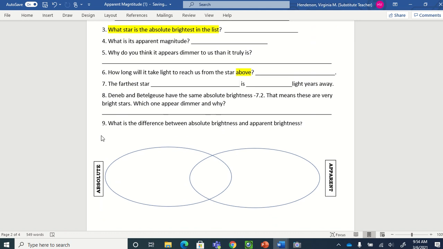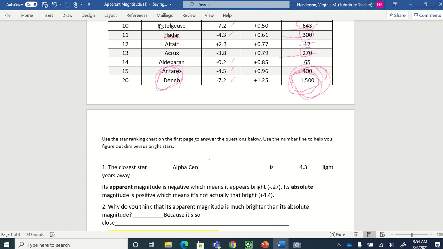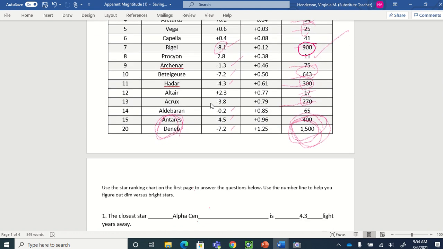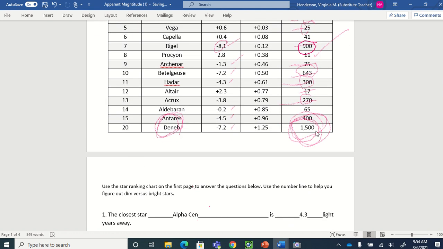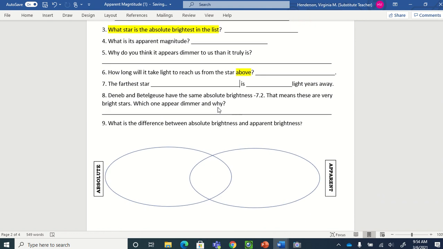That goes right there. So Deneb and Betelgeuse have the same absolute brightness. That means these are very bright stars. Which one appears dimmer and why? Well, I have no clue. Let's look at Betelgeuse. Here's how many light years away he is. See, they're exactly the same on the scale except for here and the apparent brightness. It's because Betelgeuse is closer. Deneb is farther away. He's 1,500 light years away from us. It's a long, I mean, honey, you want to go on a road trip, we'll go. I mean, we're going to be definitely croaked by then, but hey, we tried.